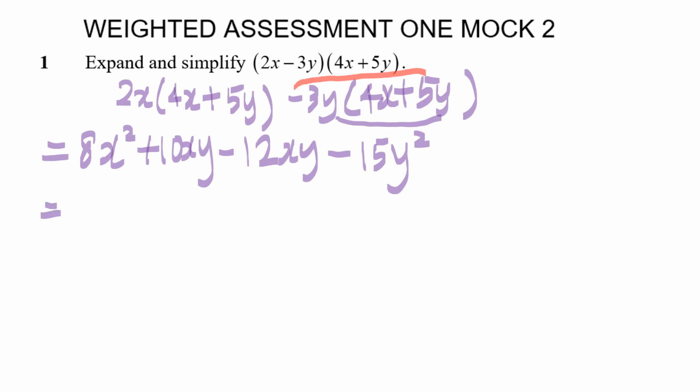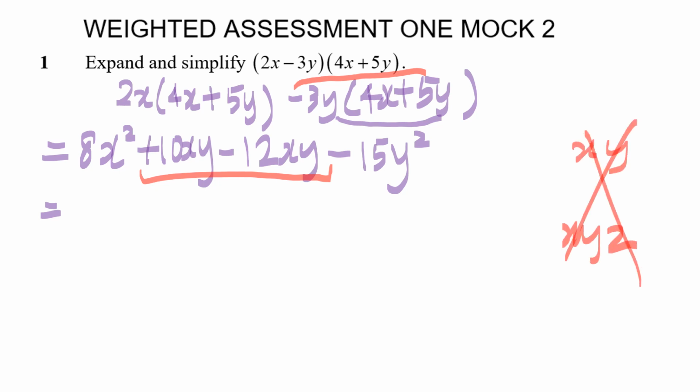Okay, so we have something that you can simplify here. I have 10xy and I have negative 12xy, the same family. Both of them got xy. If I got xy, you also got xy, we are the same family. But if you got xy and I have xyz, then we are not the same family.